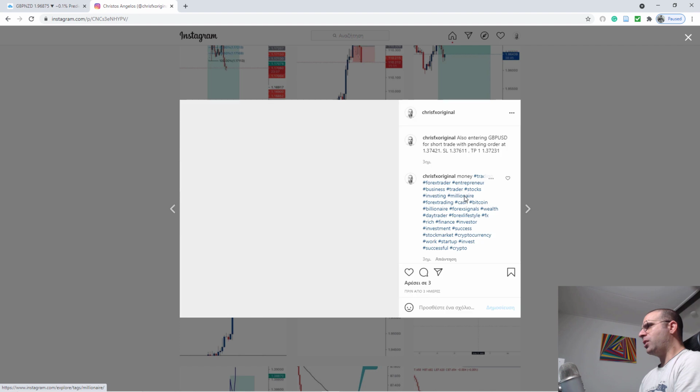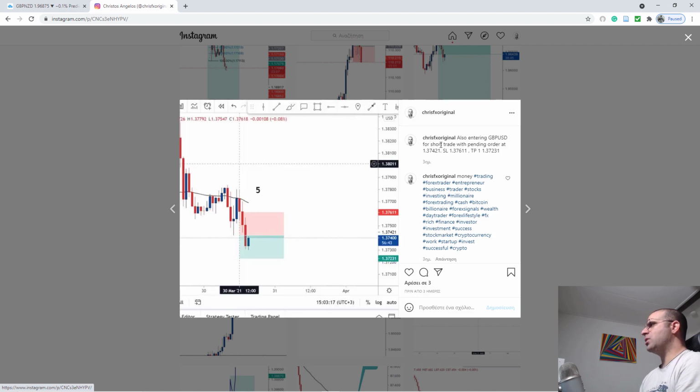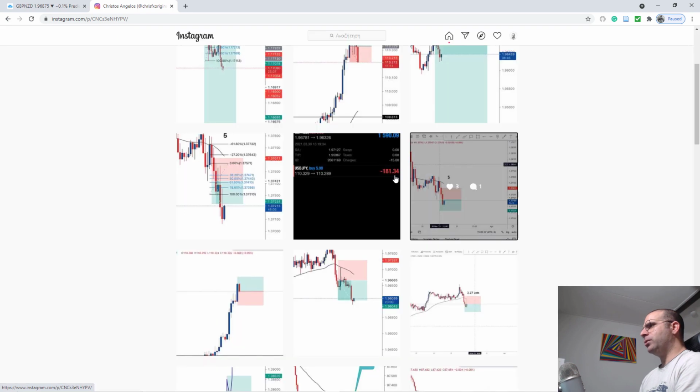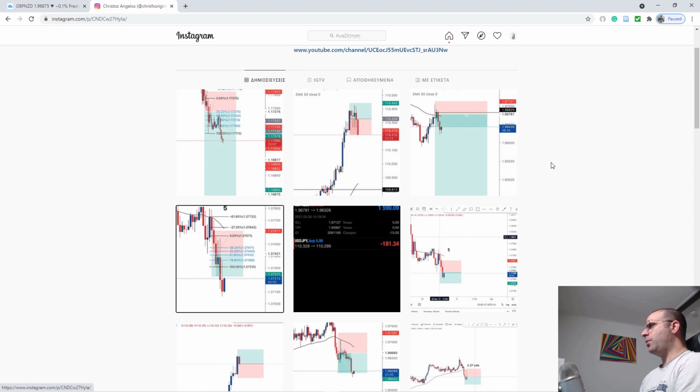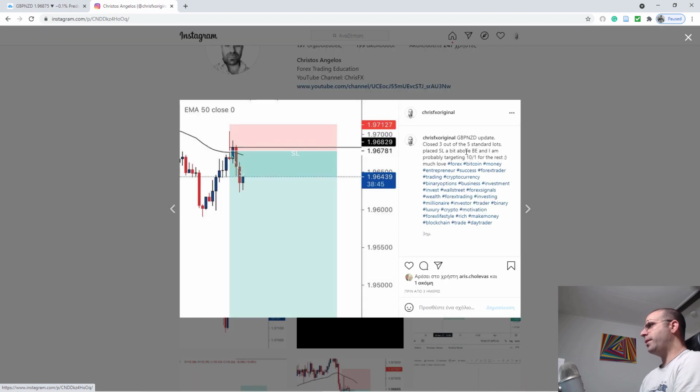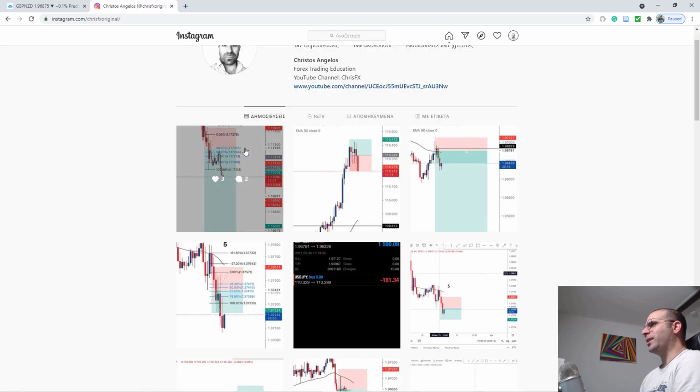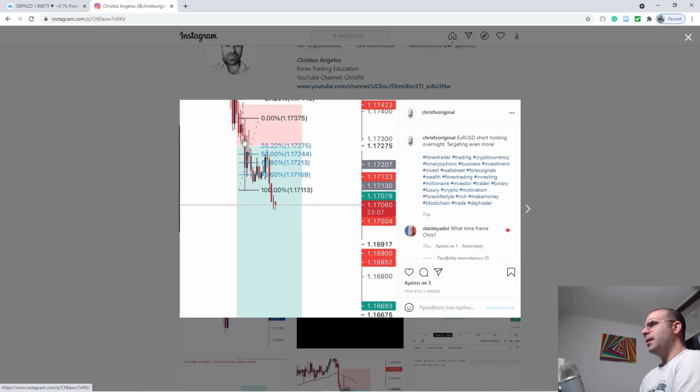As you can see here, I called another trade, also entering GBPUSD for a short trade with a pending order over here. I placed my pending order a little bit later on. There we go. We won this trade. And another one, guys, let's go over here. GBP NZD update, closed 3 out of the 5 standard lots, placed stop loss a bit above break even and probably targeting 10-to-1. Okay, and of course this never happened.